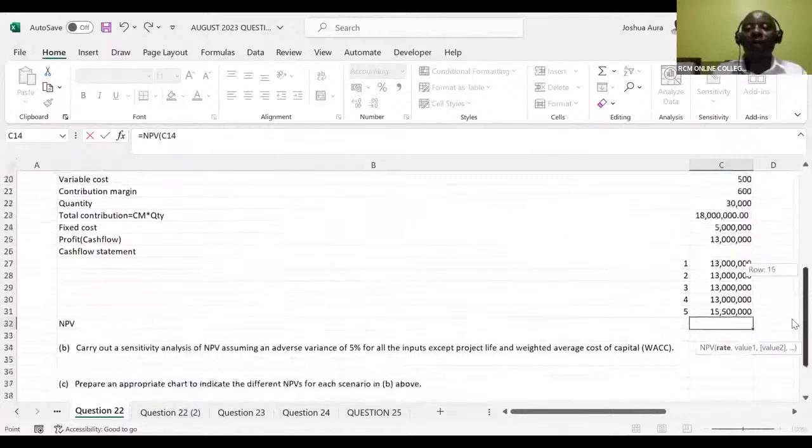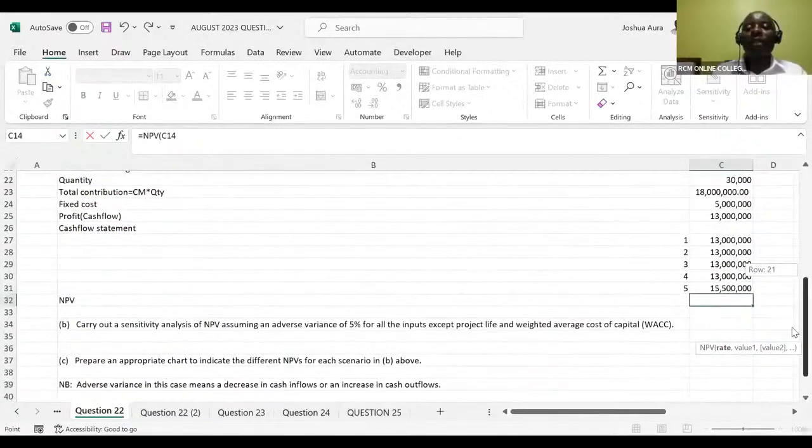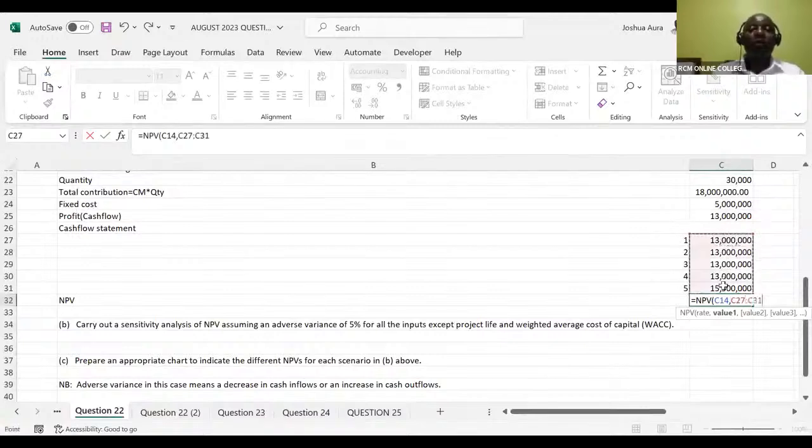Then I come down here. After that, I'm saying comma because I'm following this: value 1 to value 5. Highlight all of them, the first cash flow to the fifth cash flow. You close your bracket. When you do that, you'll get the total present value. But I want net present value. So how do I get net present value? I say minus the initial outlay.